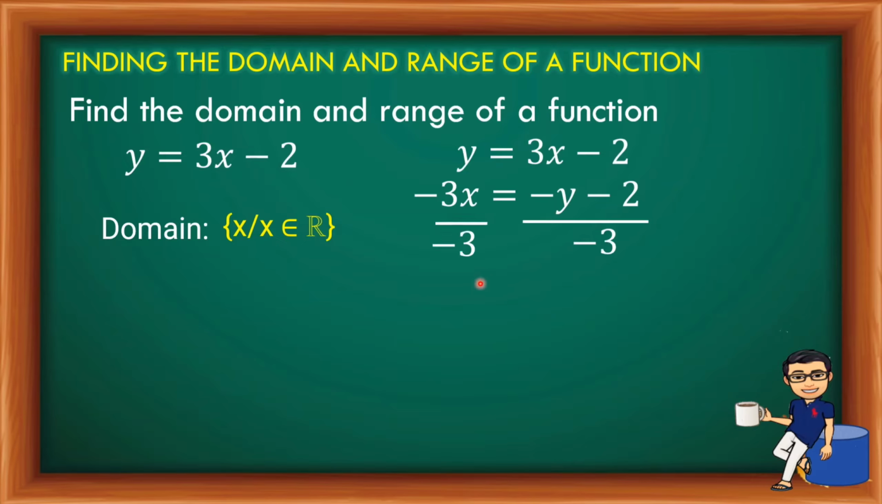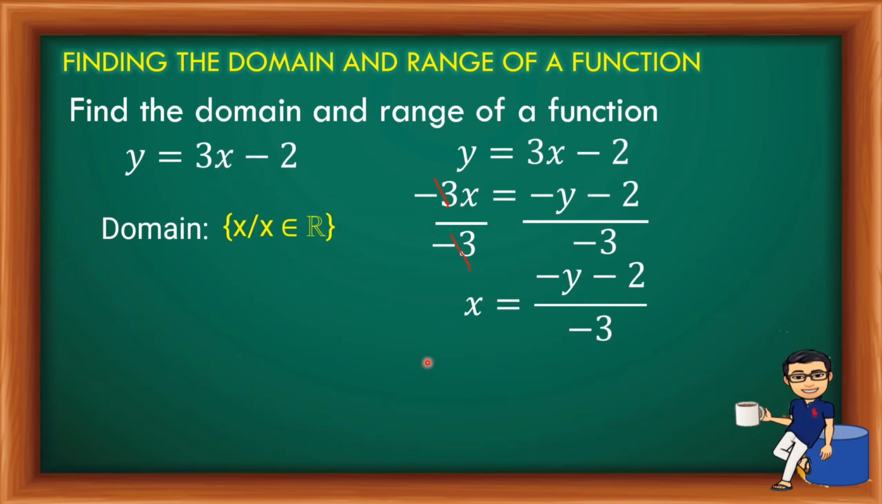Then, divide both sides by negative 3 para ma-cancel out natin ito. So, maka-cancel out na natin ito. So, ang matitira na lang doon ay X kasi kailangan naka-X form. Then, i-copy na lang natin ito. So, X is equal to negative Y minus 2 all over negative 3.